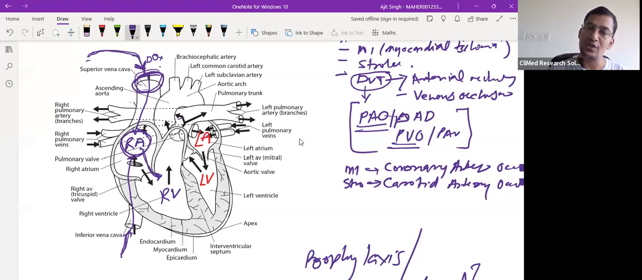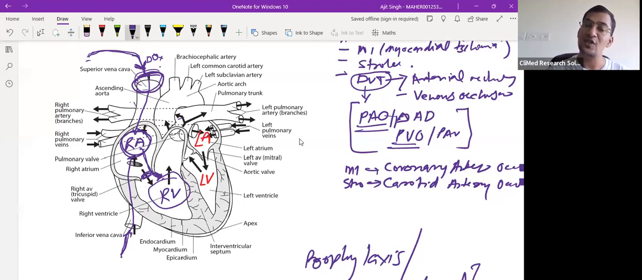Again, this is deoxygenated only, and it goes to the RV from this valve. This valve is called the right atrioventricular valve because it is connecting the right atrium and right ventricle.